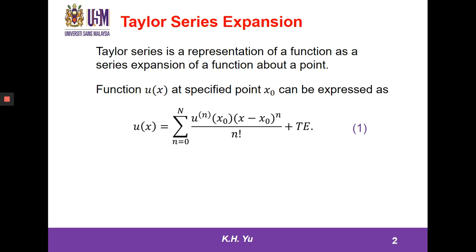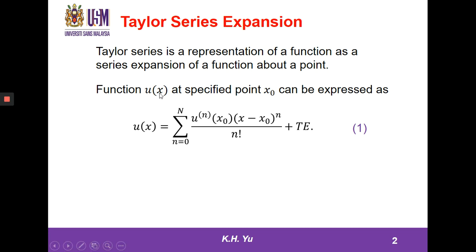The Taylor series expansion is a representation of a function as a series expansion about a point. So in other words, if we have a function at a point and we want to estimate the function at another point, we can use the Taylor series expansion. So let's say that we have the function at point x0 and we want to estimate the function at x.